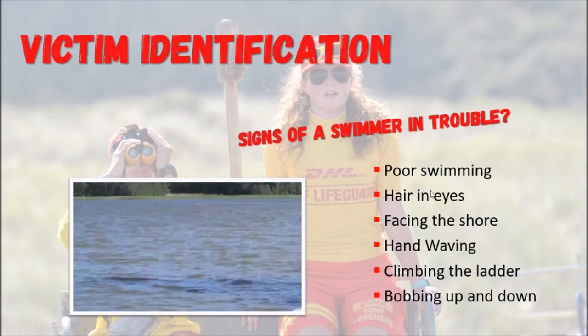Poor swimming because they're tired. Hair in their eyes because they don't care anymore about pulling it back off their face. Their goal is to move their hands to keep themselves afloat. Facing the shore. If they're facing the waves and duck diving under every one of them, then that doesn't really say that they're struggling, that they're in distress. Hand waving, they're trying to attract attention. Climbing the ladder, and that looks like a vertical dog paddle. Bobbing up and down as well, so that you might see their head go up and down underwater. Maybe they're just trying to touch the ground and jump off it a little bit. So that's another thing you see.